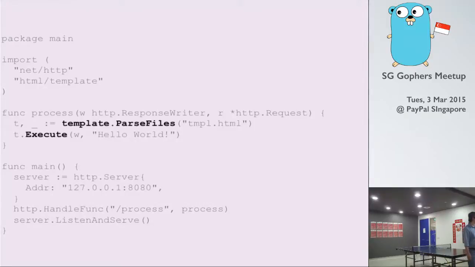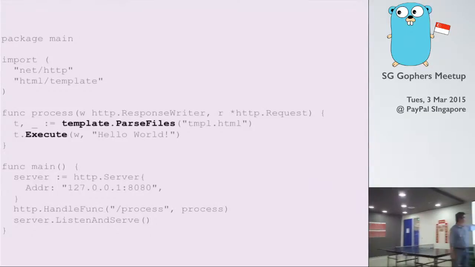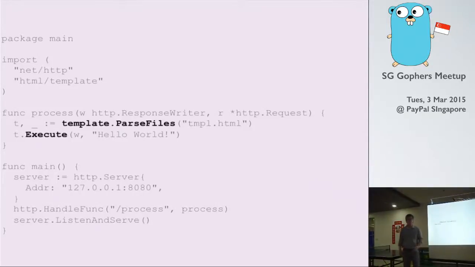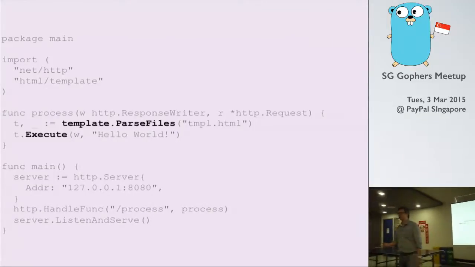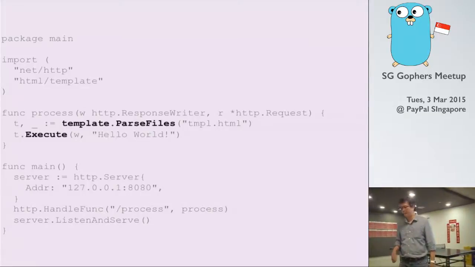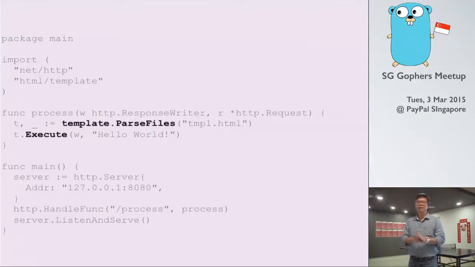So you execute, you pass on the writer, which is basically the response writer, and you pass on the data that you want to pass on to the template. Right? In this case, I pass on a string, hello world. But in other cases, you can pass on a struct, where you can contain all your data. You can pass on a map, you can pass on whatever, right? Slices, whatever you want to pass on. Okay, so that's the basics of the Go template.